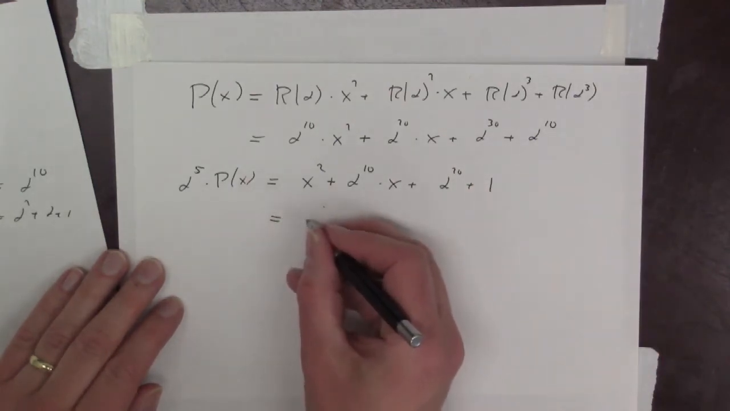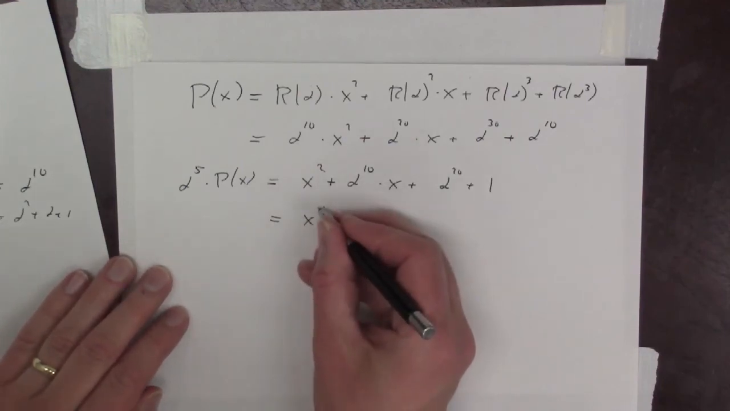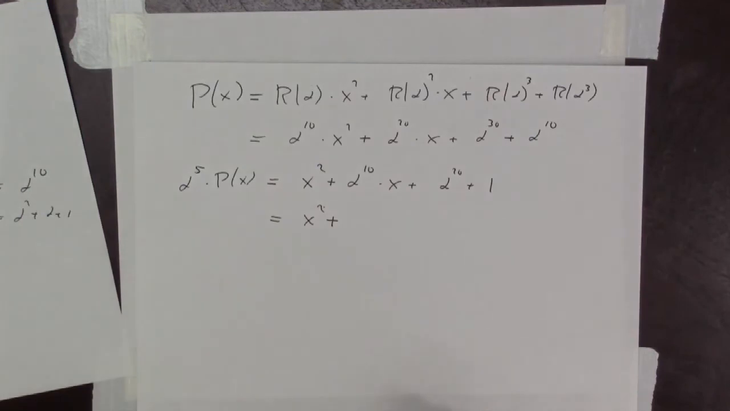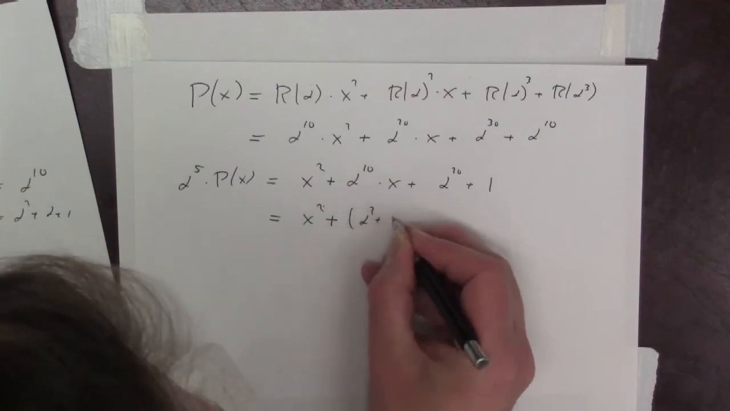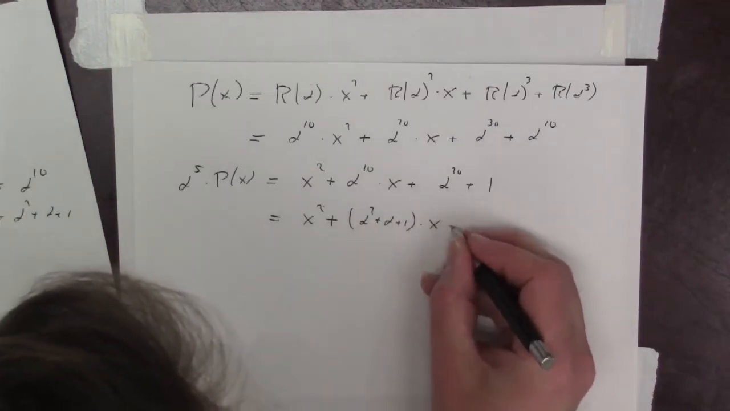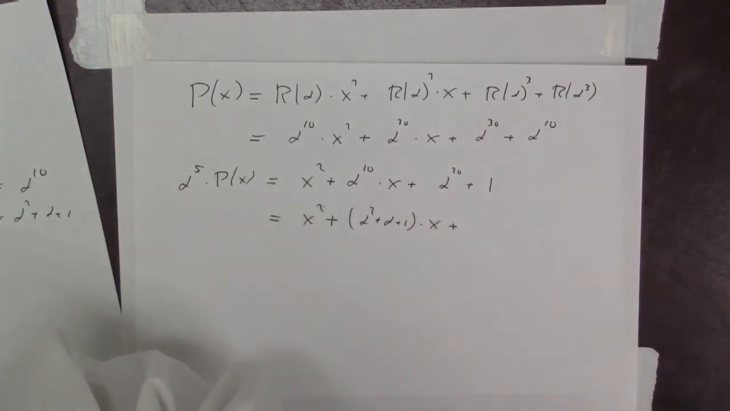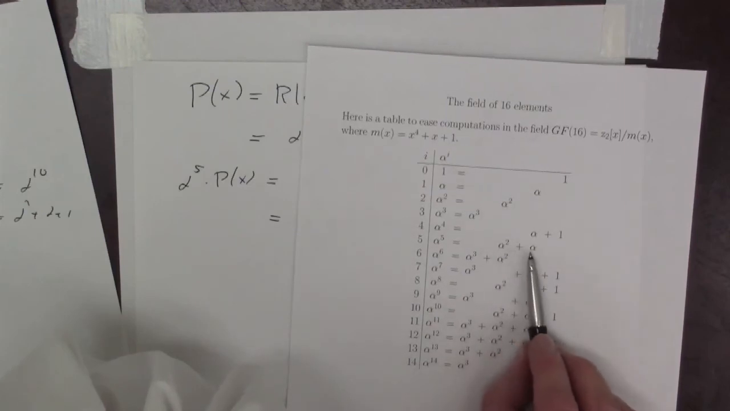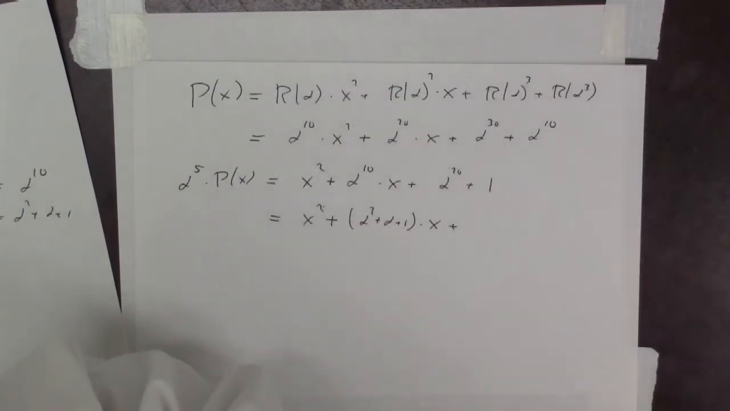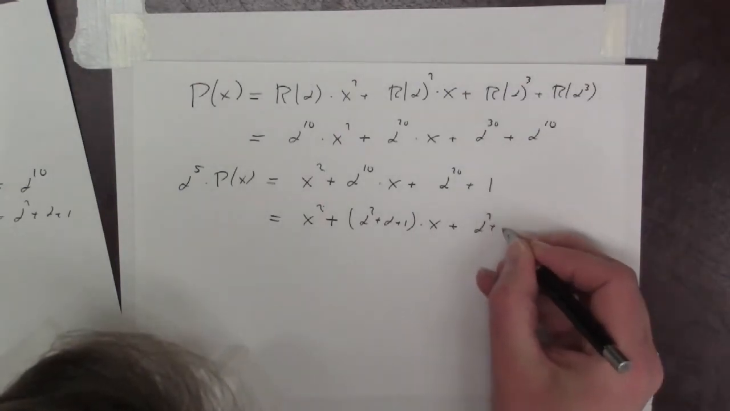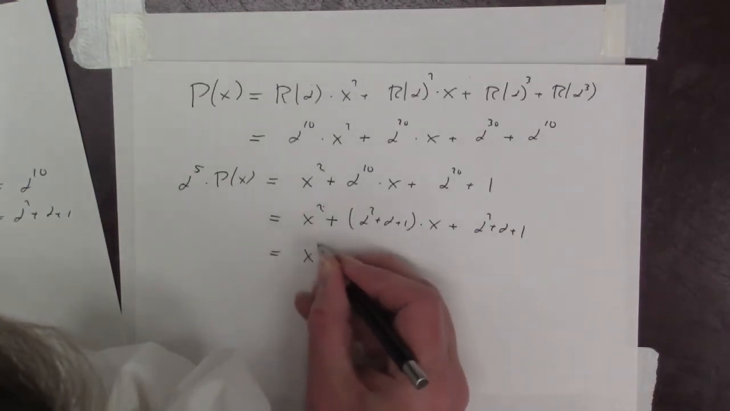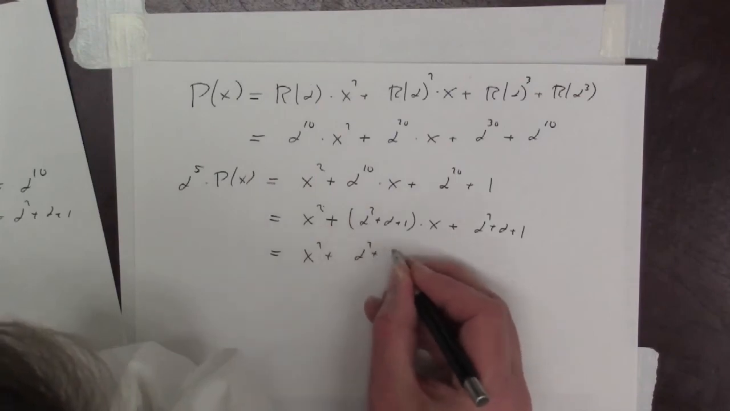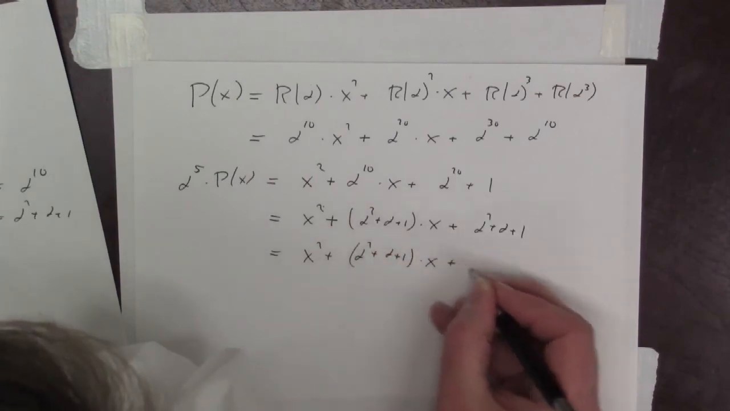Let me rewrite this in better form. x squared plus alpha squared plus alpha plus 1 times x. Alpha to the 20 is alpha to the 5. Alpha to the 5 is alpha squared plus alpha. So this is plus that thing. It's funny, the same here and same here, but don't confuse it. Just let me write it out. Times x plus alpha to the 10.